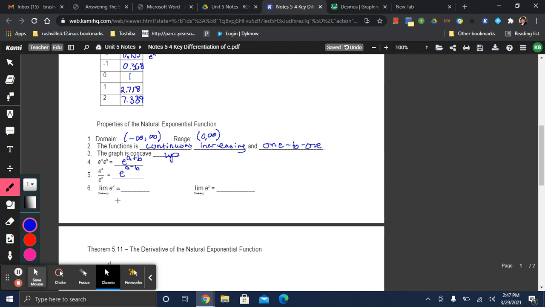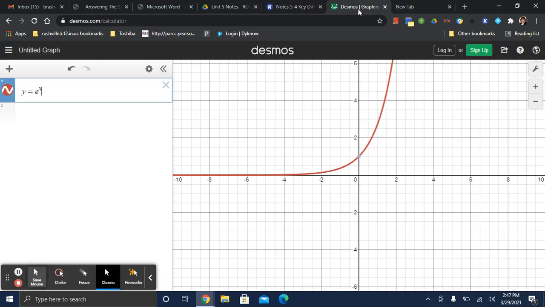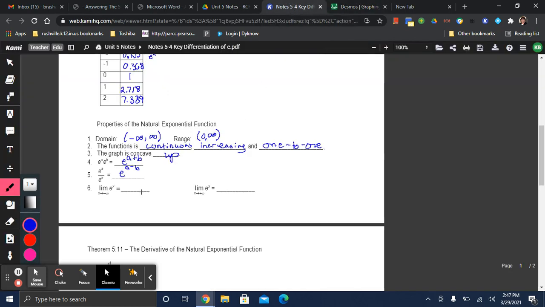And then just something to notice about the graph, as x is going to negative infinity. So if we look at the graph again, negative infinity is over here. The y value is going to 0. As x is going to positive infinity, this graph is just climbing higher and higher. So it's going to infinity. So this one would be 0, and this is going to be positive infinity.